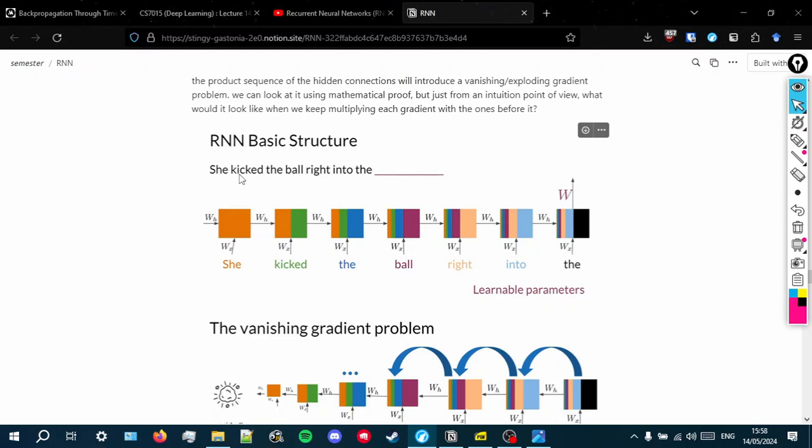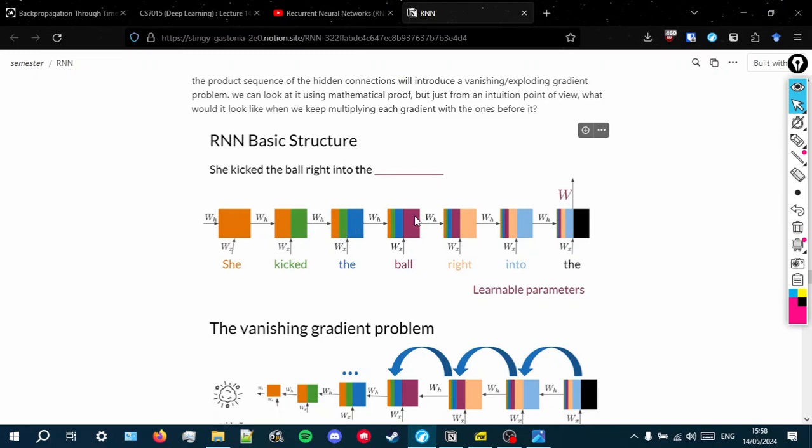And we want to, for example, let the model predict the next word. So going through it one by one, at the start, the only word we have is going to be "she". And then as we keep going, we're going to keep propagating the weight of that word to the next one. So "she kicked" is going to contain the effects of the first one with the effects of the input going in, with the weight of this parameter going in, and so on and so forth.